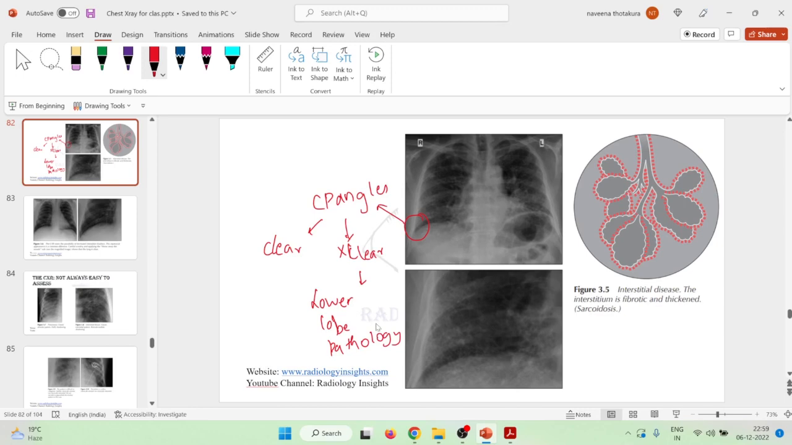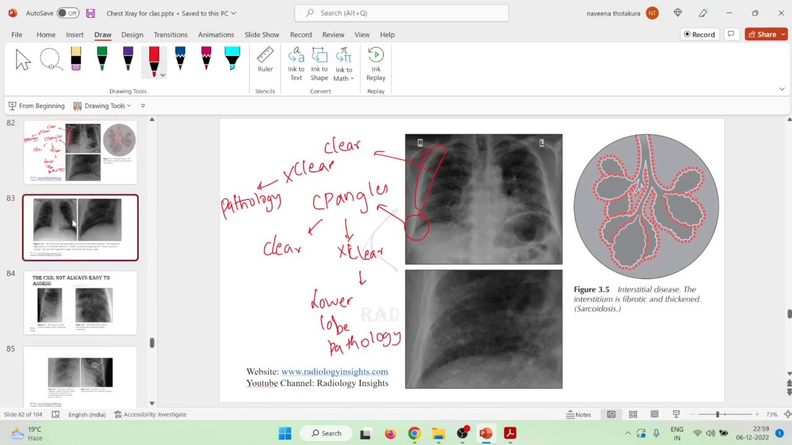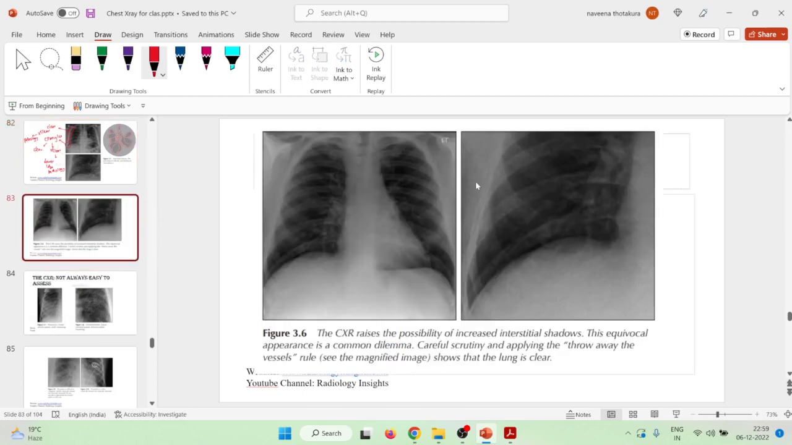Number two is always see the continuity of the vessels, whether the vessels are continuous or not. Mostly the external two-thirds, the external one-third, this part will be clear. If it is not clear, then definitely there is pathology, because the bronchovascular markings will be rarely seen in the periphery. They are mostly in the central part. Now, if you see here, these are actually the bronchovascular markings. Even here, you will see the bronchovascular markings.